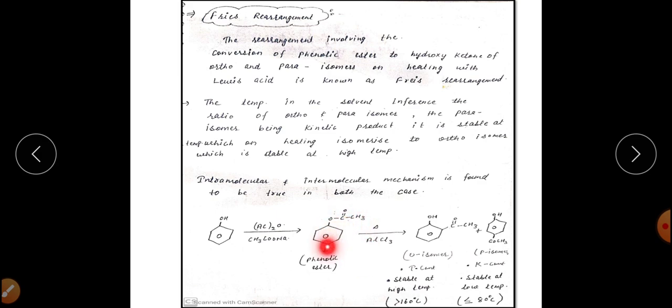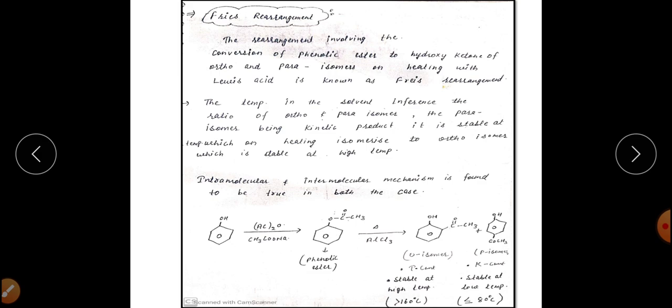This particular phenolic ester will rearrange itself, meaning this COCH3 group will be rearranged either at this ortho position or at this para position. So this particular reaction is called the Fries rearrangement. What is the important point about this reaction? First, it is catalyzed by a Lewis acid, mostly AlCl3.